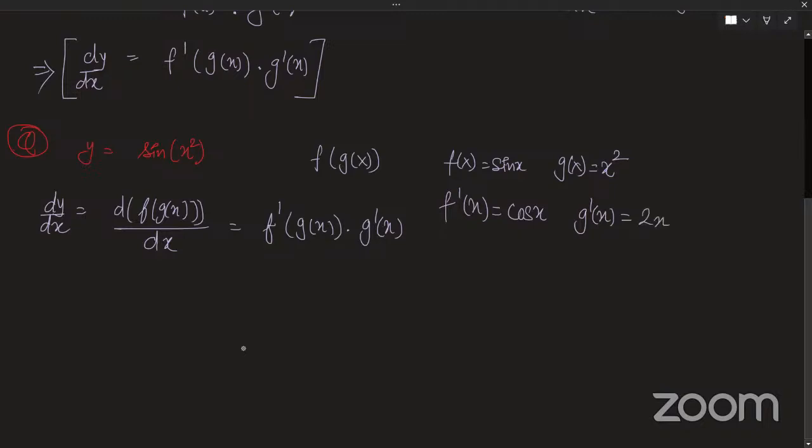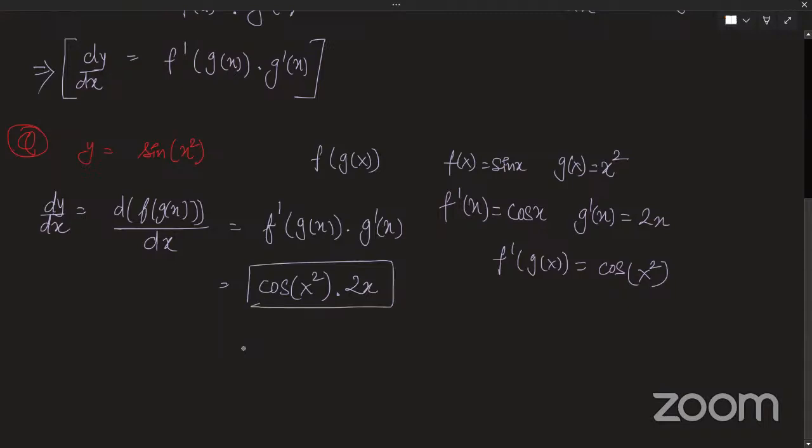2x. Right? So can you tell me what will be the value of f dash of g of x? You have got f dash x, so in that, put this thing. It will be cos of x square, right? Multiplied by what will you get over here? 2x. This is your answer.